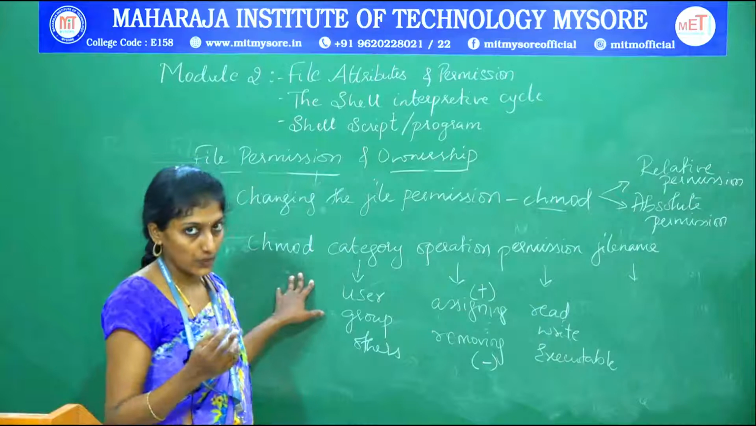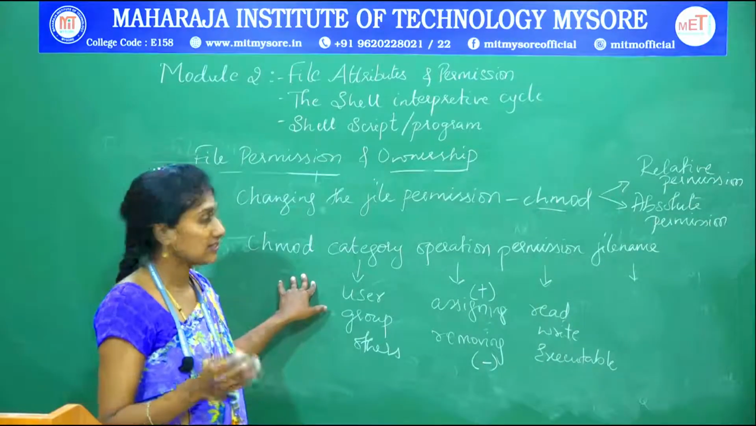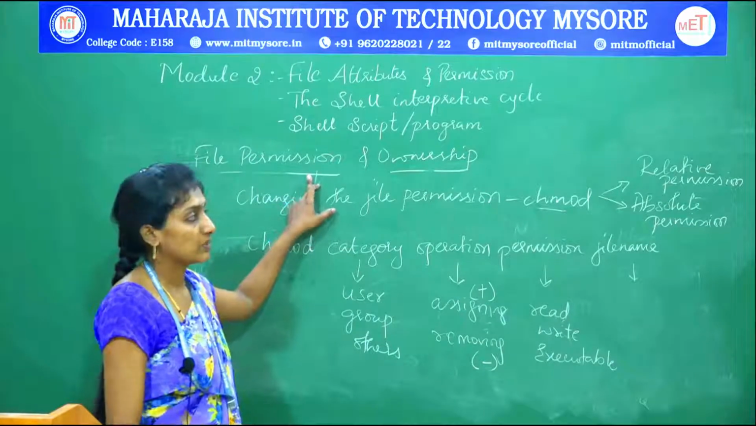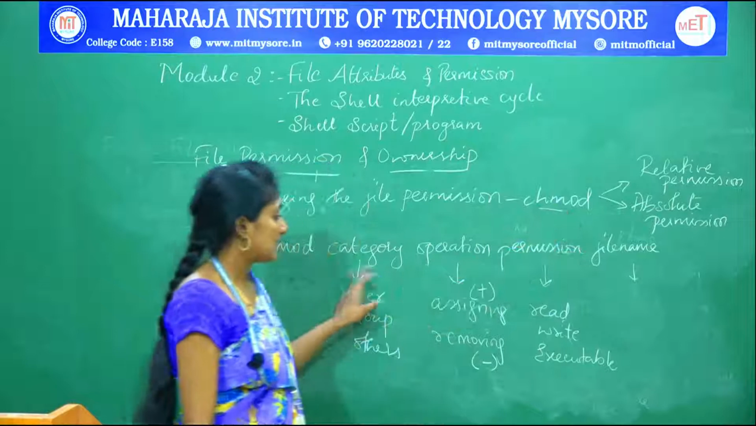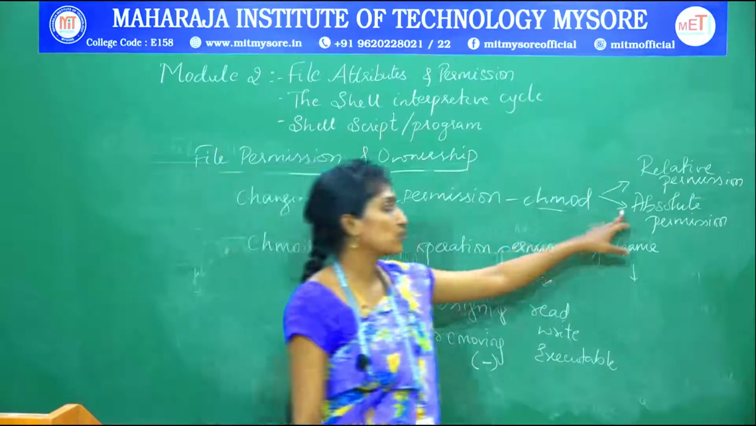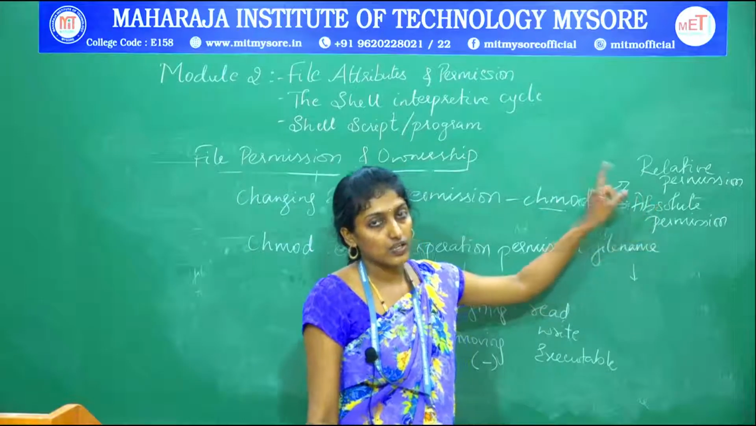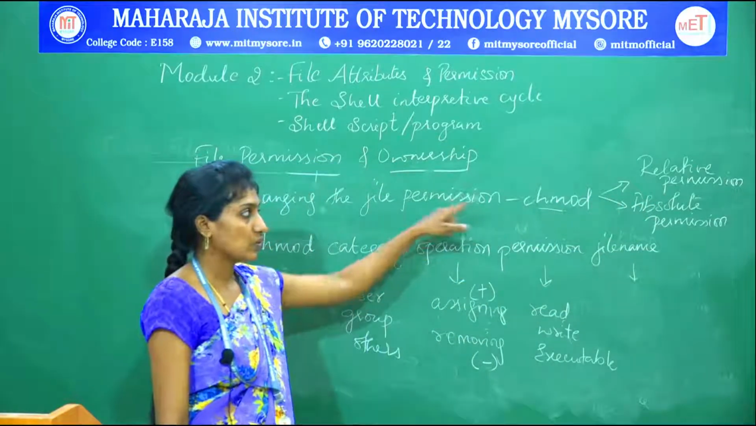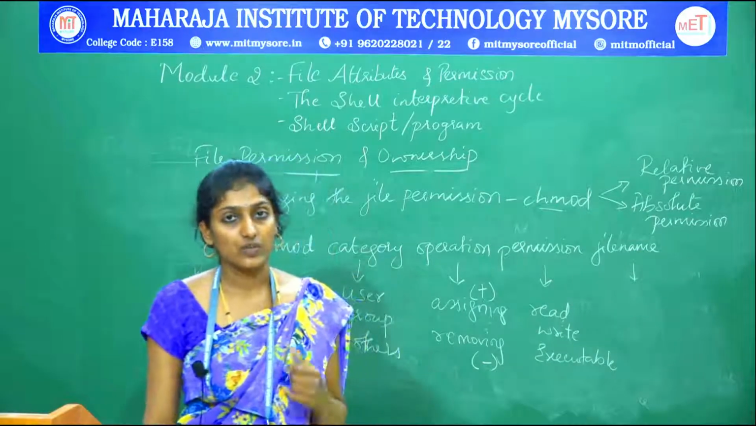The -d option we have also discussed, followed by file ownership, followed by file permission, and the command used is the chmod command. This is the syntax, and in these two ways we are going to understand changing the file permission. In the next session we will understand how we are going to apply this relative and absolute permission.